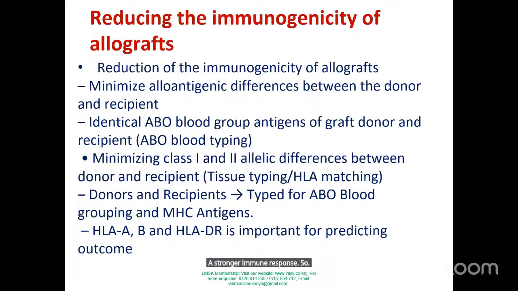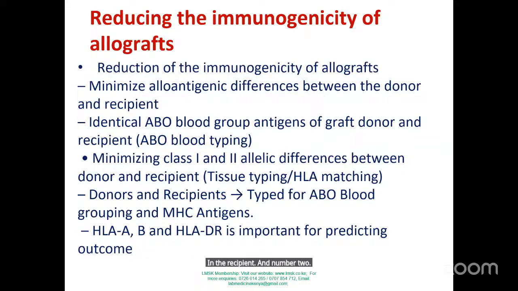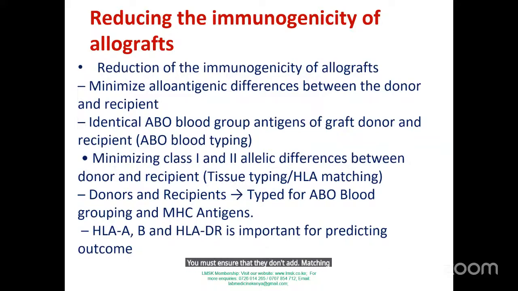So the first one is reducing immunogenicity, as we expounded in the previous slide. Number one, you minimize alloantigenic differences between the donor and the recipient. Number two, you identify identical ABO blood group antigens of the graft donor and the recipient. So you have to do ABO typing. You don't assume that because it is organs you just pick any donor. You must ensure the donor matches the recipient in terms of blood. Then you minimize class 1 and class 2 allelic differences between the donor and the recipient, that is tissue typing as well as HLA matching.